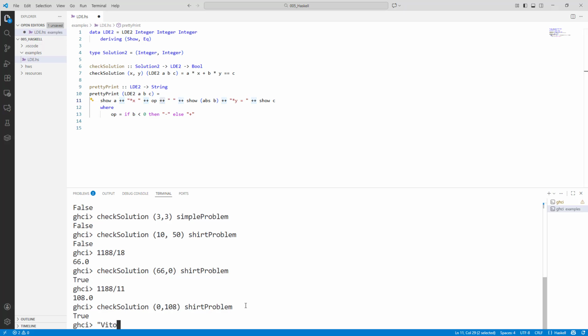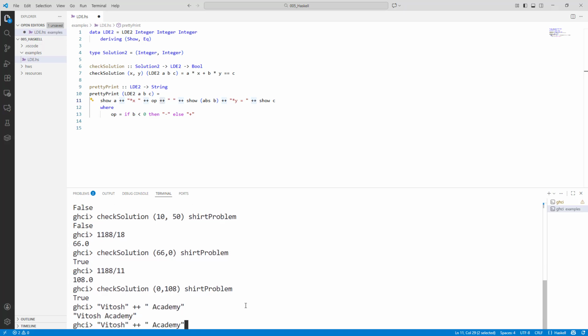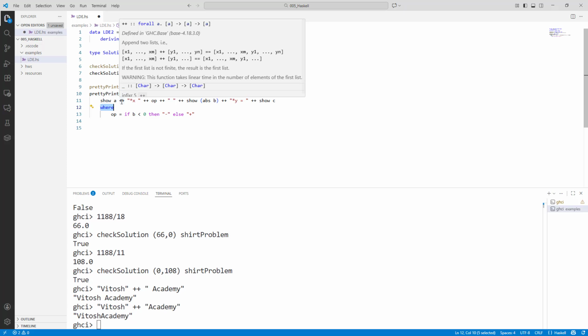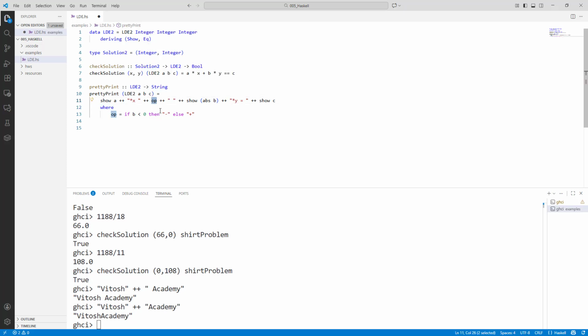Imagine Vitosh ++ Academy would return VitoshAcademy. And this is concatenation in Haskell. Yes. So we are using the where clause, and I think this is the first time I'm presenting the where clause in the Haskell course, so to say. And this is another Haskell feature actually, so let's stop a bit on it. Here we are defining a local helper called op, or operation. It says it is minus if b is negative, otherwise it is a plus.